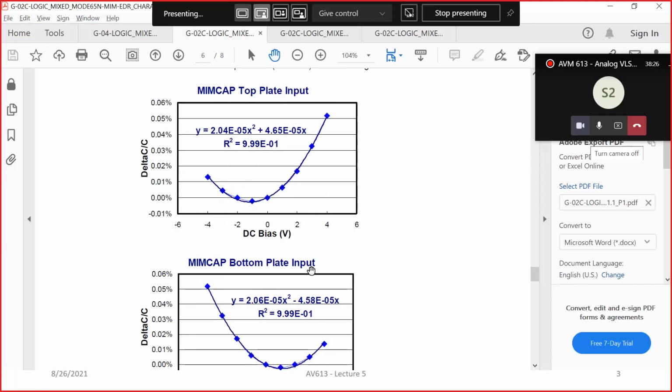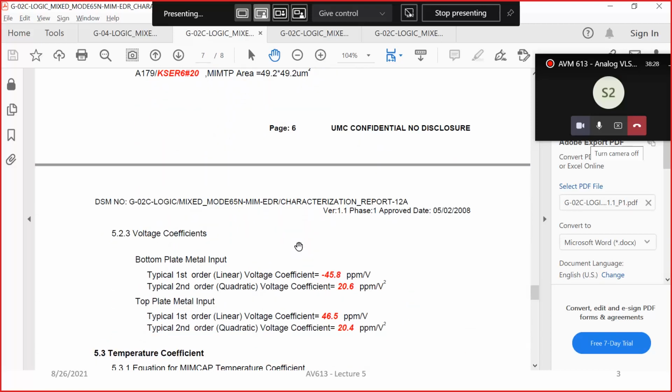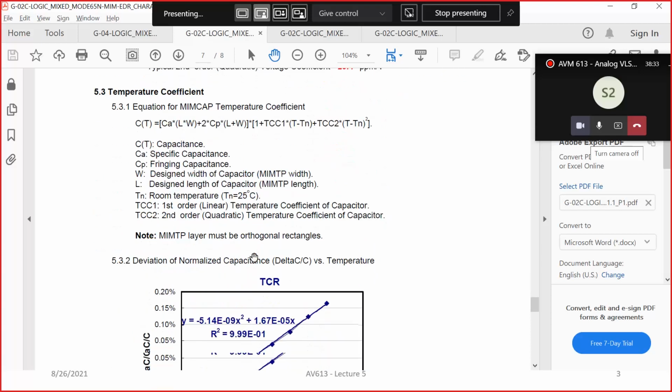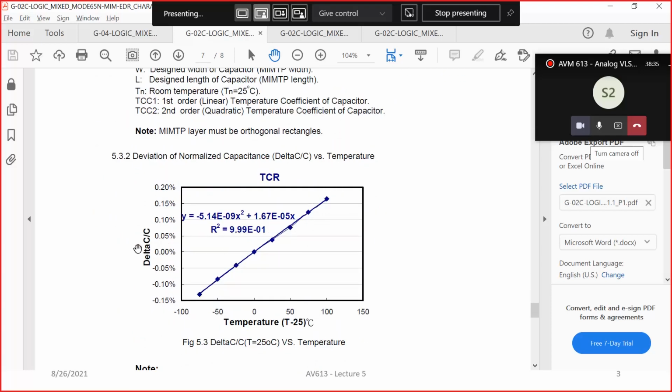Okay, so this is a bottom plate and other things. All right, and you also have a voltage temperature coefficient. You can see this is the temperature coefficient. Again, the delta C by C is very minimal. It's not very large. All right.